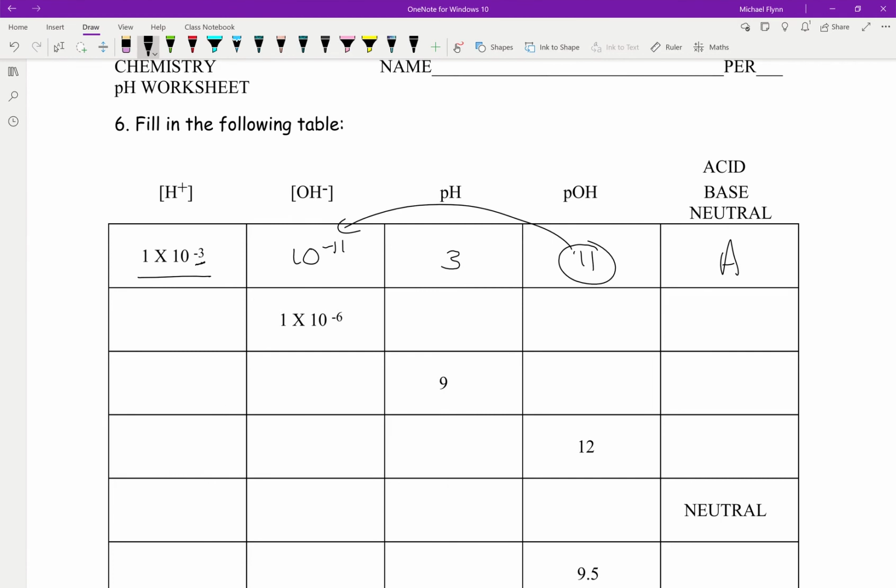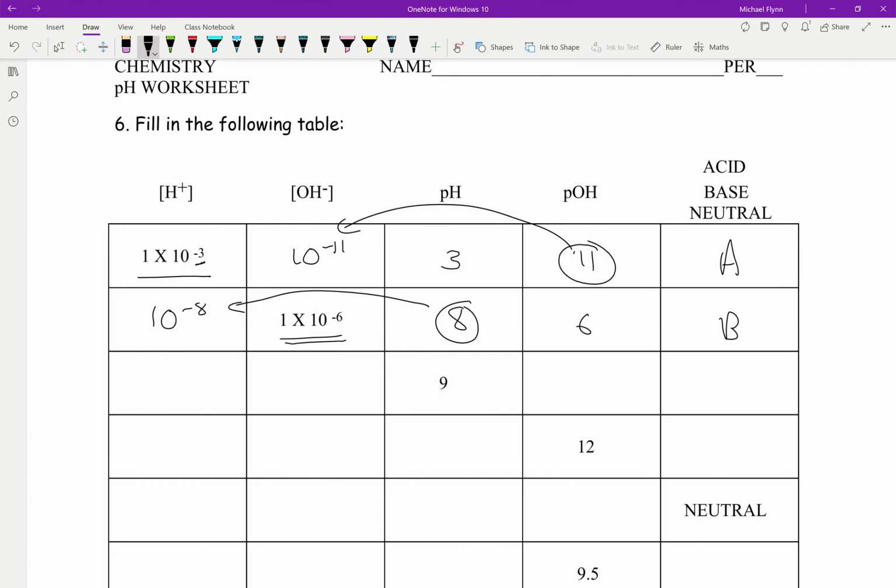Now here, they give us the concentration of hydroxide, so I'm going to write 6, okay? Now they have to add to 14, so that means the pH would be 8. This is a base because the pH is greater than 7. And I'm going to write here 10 to the negative 8. It's this number that goes in there for the concentration. So you see how easy it is?